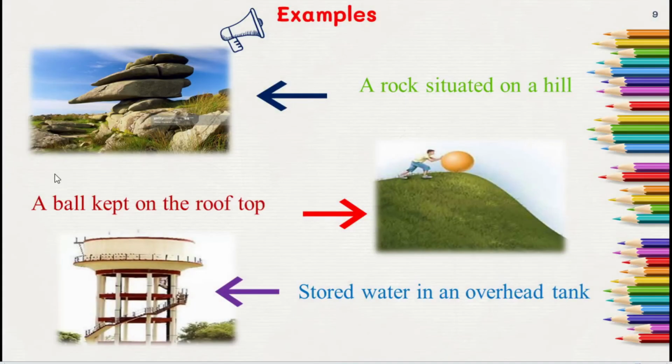Students, next we are going to see some examples. Already we know that if an object is at a height, the object has potential energy. You can see these examples. A rock situated on a hill: the rock is placed on the top of the hill, in the rest position, and the rock has potential energy. In the second picture, a ball kept on the rooftop has potential energy. In the third picture, water stored in an overhead tank: the tank contains water and is at the top of the place, so this overhead tank has potential energy. These are all the examples. Keep it in your mind.